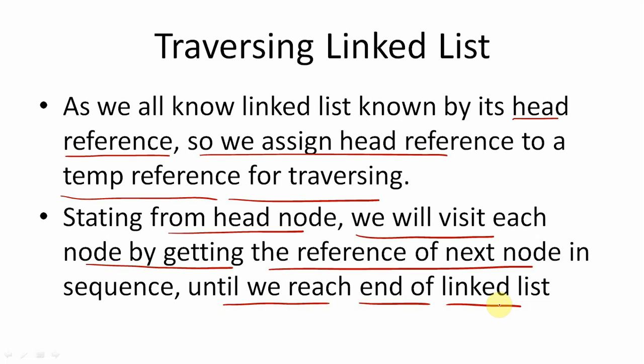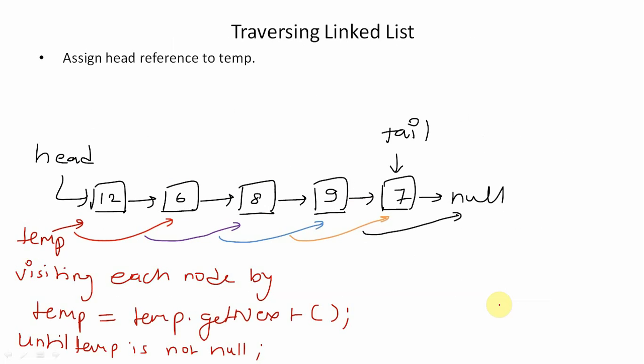Till what time will we do this? Unless we find null. Then again, the next is not null, so we'll update the temp. Next is not null, we'll update the temp. Now next is null, that means we have visited all the elements.